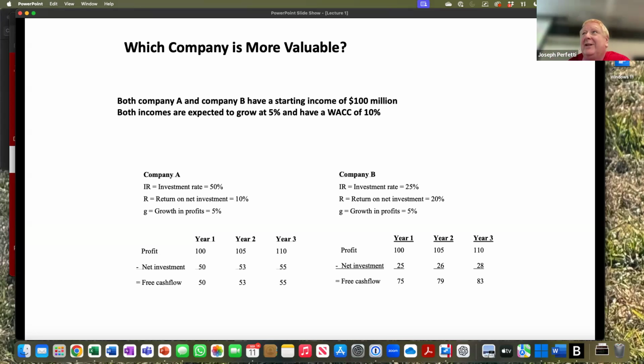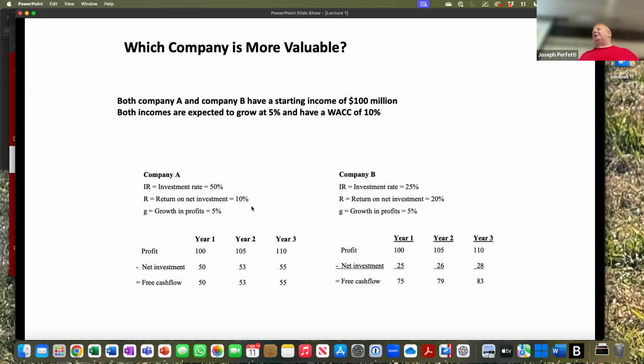Company B has more free cash flow than A for the same profits. And what I want you to understand is why. The reason B has more free cash flow than A for the same profits is B has less reinvestment. They're investing less than A. The reason B has less reinvestment than A is because they have a better ROIC. Their ROIC is 20%. Their ROIC is 10%.